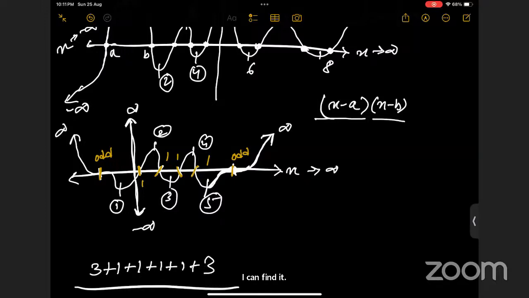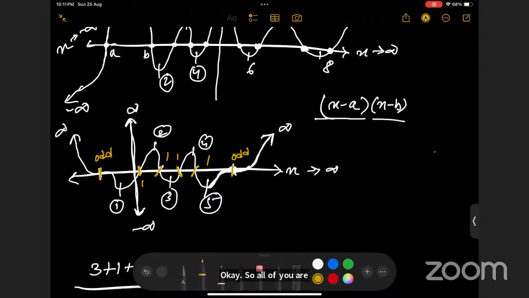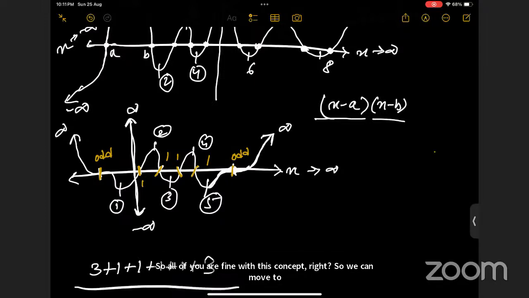Okay, so all of you are fine with this concept, right? So we can move to the next one. Yes, ma'am.